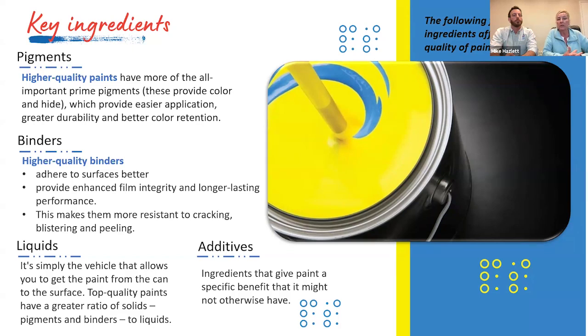Liquids are simply the vehicle that allows you to get the paint from the can to the surface. And then the additives are ingredients that give the paint a specific benefit that it might not otherwise have. So we have our self-cleaning technology paint, which sheds dirt, which is one of the paints that we use quite a bit, that we recommend, and it's been great for us. But that is one of the specific additives that particular paint would get.